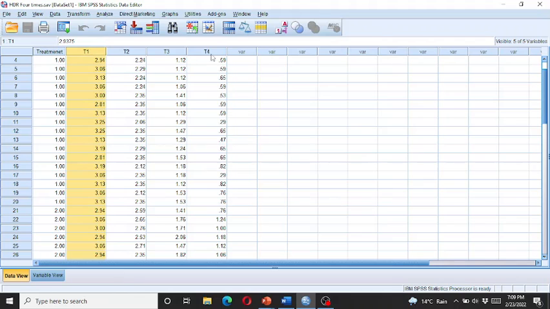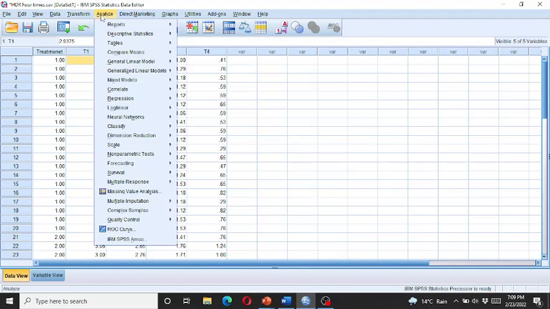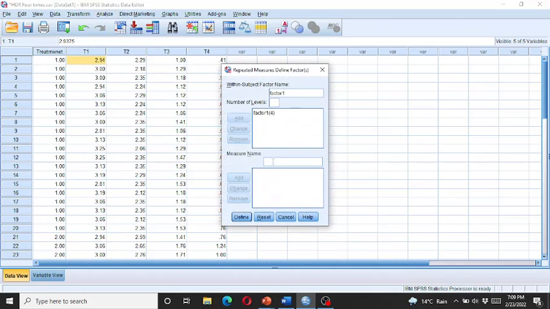So we have 4 times of data, and now we want to know whether any changes occur in the level of depression from the time 1 till the time 4. And for knowing this, the change that has occurred in the level of depression, we need to conduct the general linear repeated measure ANOVA. So click on the analyze and go to the general linear model. Repeated measure is one of the types of general linear model, and after clicking on the general linear model, click on the repeated measure.